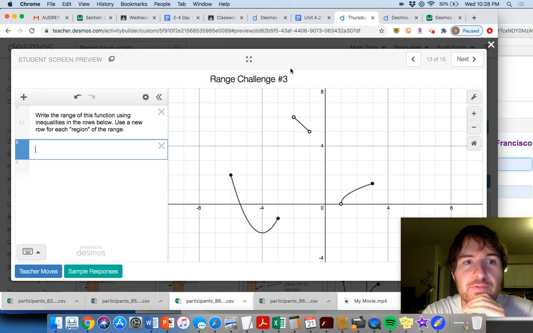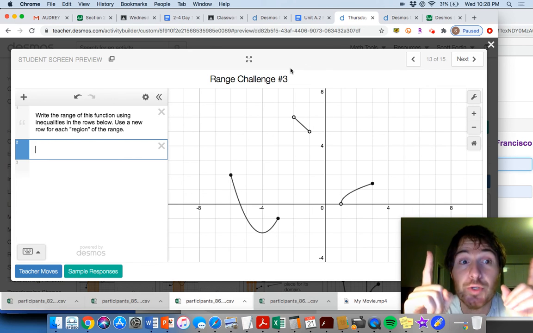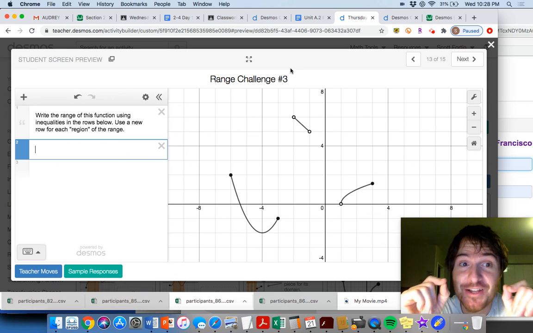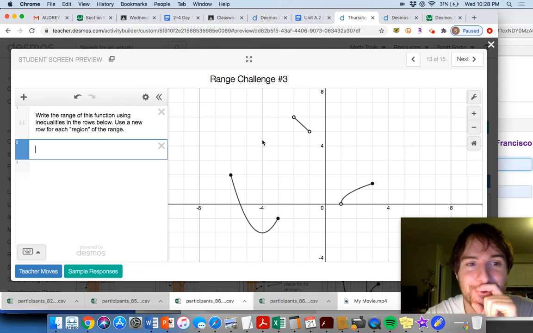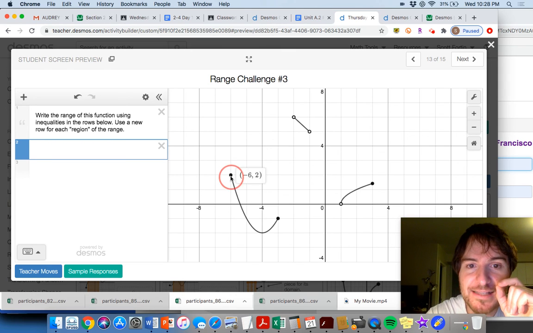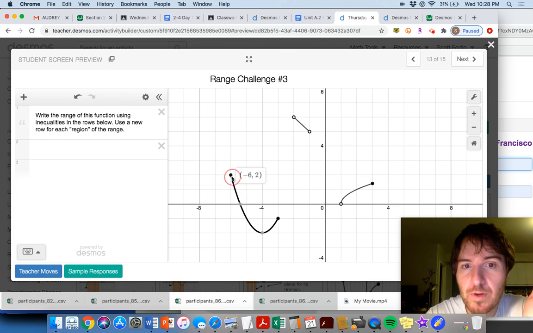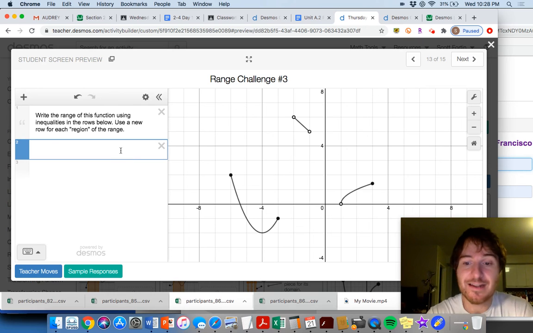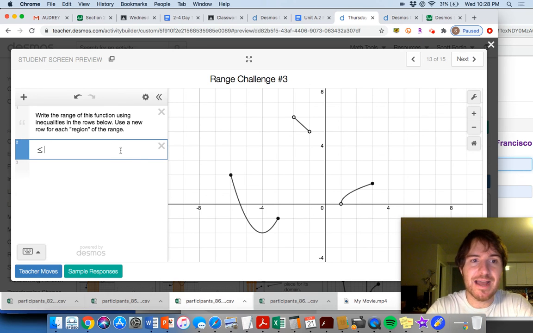Write the range of this function using inequalities in the rows below. Use a new row for each region of the range. Let's check it out. Whew, what can we do? Well, this one we see that we start from left to right. This is our highest point right here. So we know that this one's going to go up to 2, and it'll be inclusive of the 2. So I'm going to do my less than or equal to.